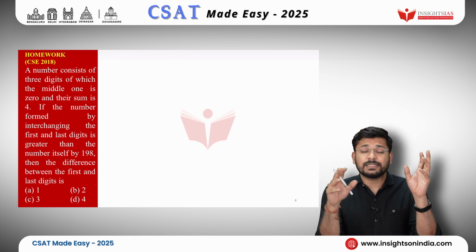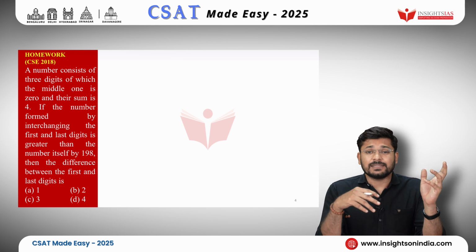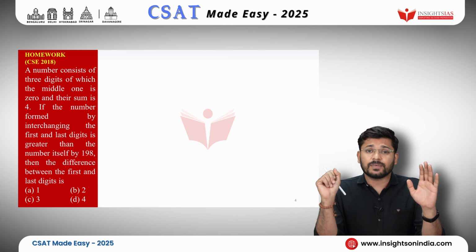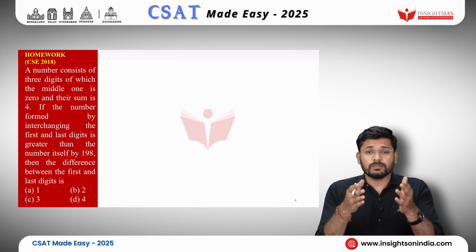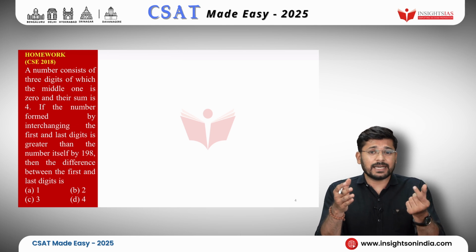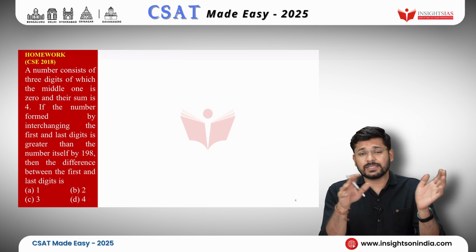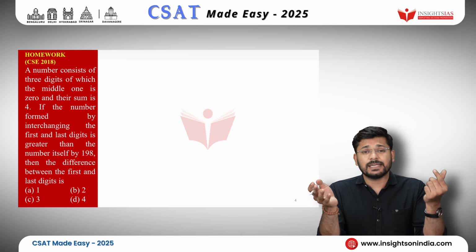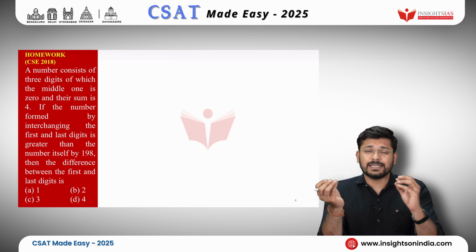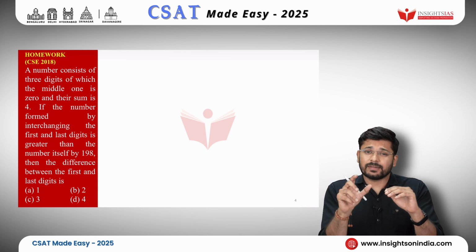Here they are asking you to interchange the first and last digits. It is nothing but reversing the number entirely, because first digit, second digit, third digit. If you interchange the first and last, then you get third digit, second digit, first digit. So it is the same as reversing the 3-digit number itself.